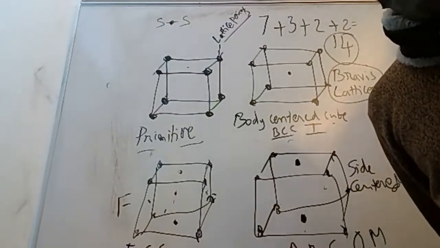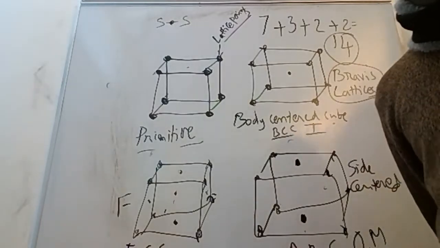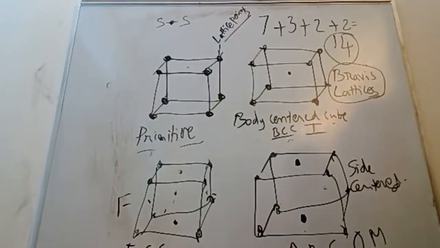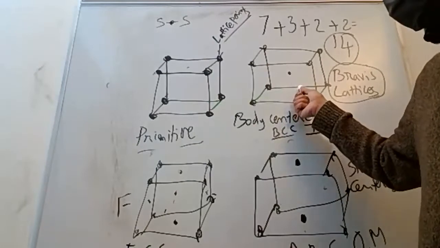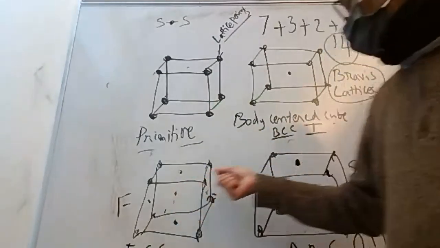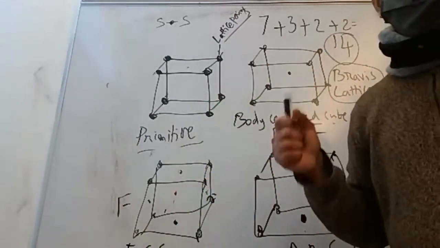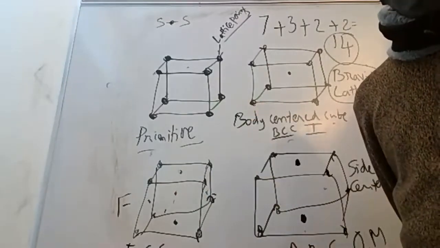Am I making sense here? So any crystal system that you encounter in the entire nature, again, must belong to one of those 14 Bravais lattices. So the point here is we have primitive cells, we have body-centered cells, 3 of them, face-centered, 2 of them, and side-centered, 2 of them. Makes a total of 14 Bravais lattices.